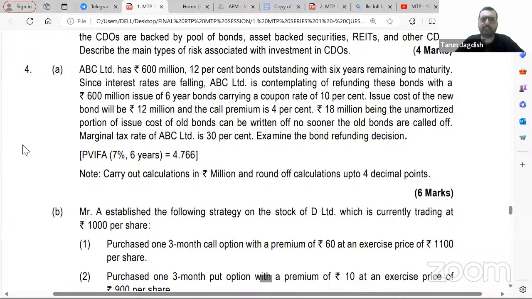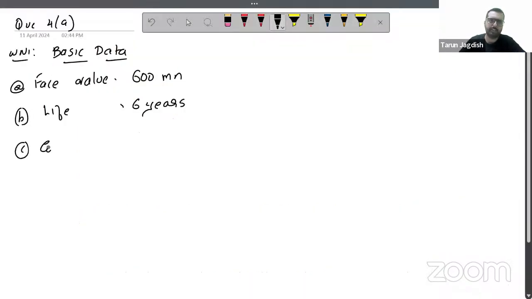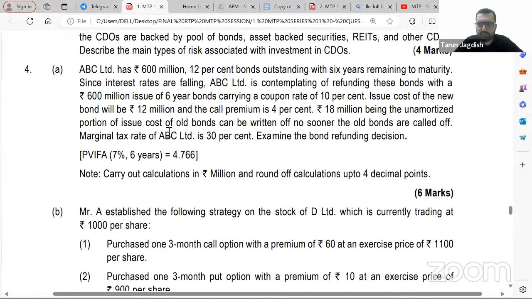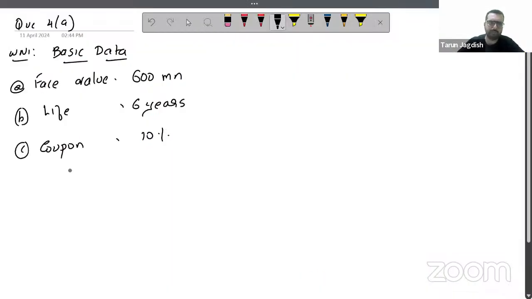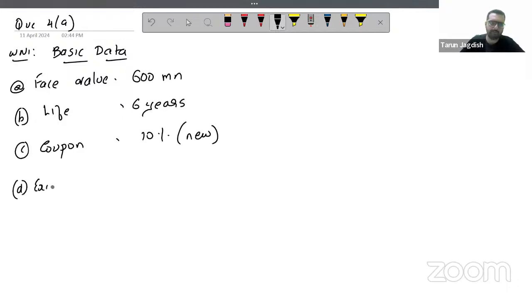Since the interest rates are falling, ABC is contemplating the refunding of these bonds with a 600 million 6-year bond carrying a coupon rate of how much percentage? 10%. So coupon rate 10%. Issue cost as of now it is 12%. Okay. This is new. Next I'll write down existing coupon. Existing coupon is how much? 12%.